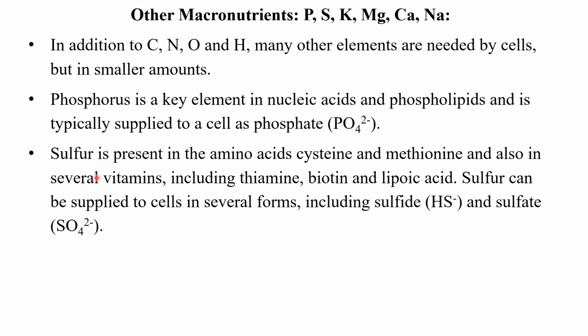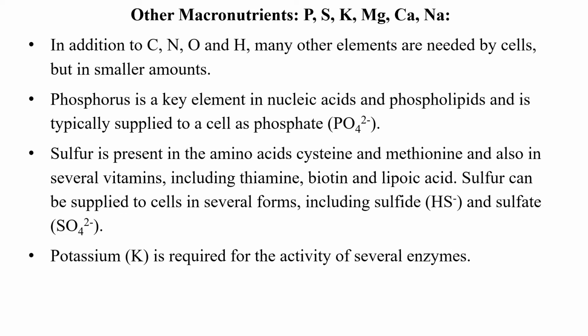Next nutrient is sulfur. As you know, there are only two amino acids which consist of sulfur, that is cysteine and methionine. For the synthesis of these amino acids, sulfur is required. In addition to that, it is also involved in the synthesis of several vitamins like thiamine, biotin, and lipoic acid. Sulfur can also be supplied to cells in several forms, including sulfide, or we can also make use of sulfate.